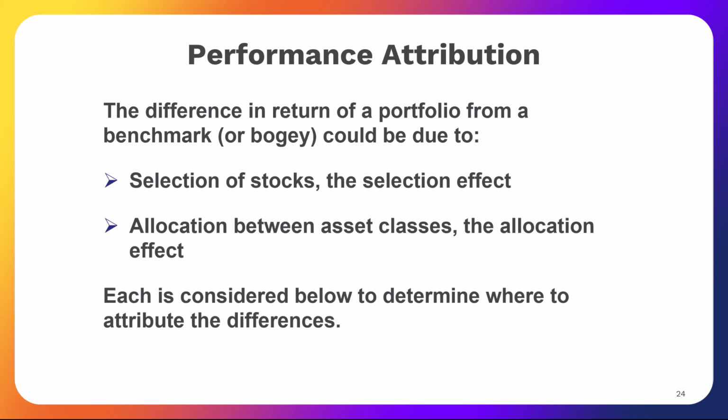But this difference can be due to two different types of decisions we make. The first is the actual stocks we pick. That's the selection effect. And then how do we allocate our investments between different asset classes? This is the allocation effect. So each of these is going to be considered to determine where the differences in the returns come from.